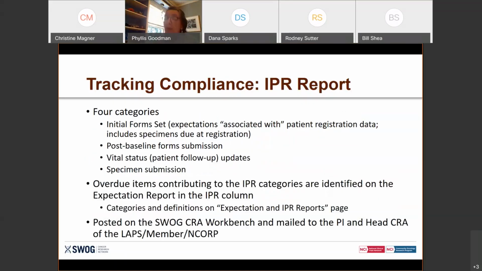Matching the expectations, there are 4 categories within the IPR report: the initial form set, post-baseline forms, vital status updates, and the specimen submission. And as noted before on the expectation report, overdue items contributing to the delinquency in the specific category are identified. The codes and definitions can be found on the expectation and IPR reports page. The IPR report is posted on the SWOG workbench, on the CRA workbench, and is mailed to the PI and head CRA of the LAPS, the member, or the NCORE site. Next slide, please.